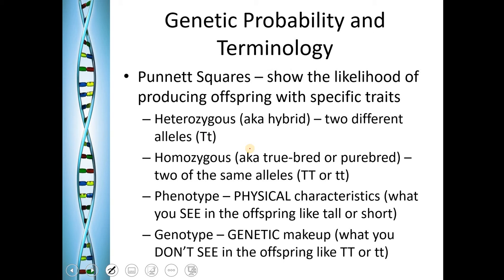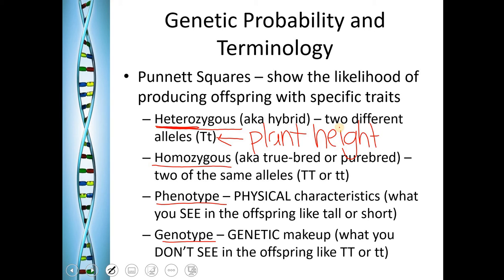Some words we need to know to do our Punnett squares: heterozygous, homozygous, phenotype, and genotype. Hetero means different. And in our case, we're going to talk about two different alleles of the same gene. This shows that we're talking about one gene, the gene for plant height. But this individual has a dominant version and a recessive version of that plant height gene.